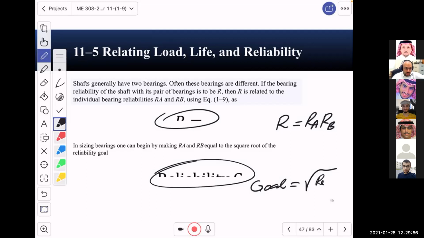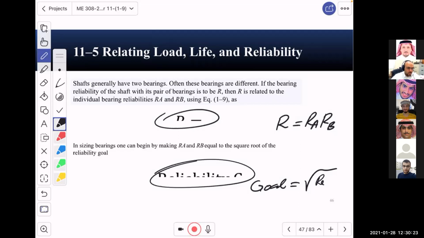So then the goal is supposed to be the square root of that, and that's how we got it. Do you understand this? Yes, that's clear. Now, remember here you are designing. So you know the combined reliability, you take its square root, and then you look for a bearing with a square root reliability. Be careful.